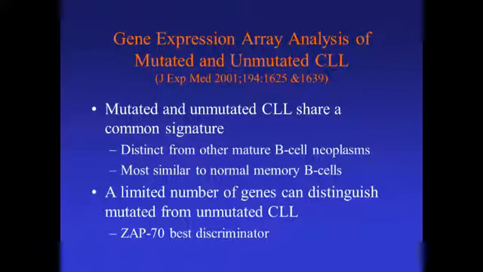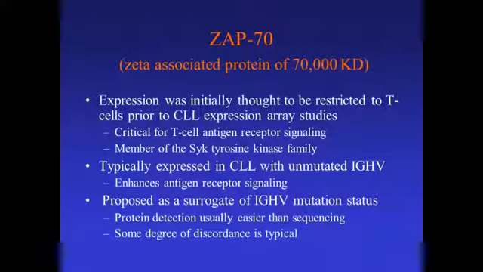And there were a limited number of genes that could distinguish mutated from non-mutated CLL, and one of those genes was something called ZAP70, which was the actual best discriminator between the non-mutated and mutated types. So ZAP70, or zeta-associated protein of 70,000 daltons, is an interesting molecule. It wasn't even appreciated to be on B cells until after these expression array experiments. But it plays a critical role in T-cell antigen receptor signaling, and it's a member of the Syk tyrosine kinase family.